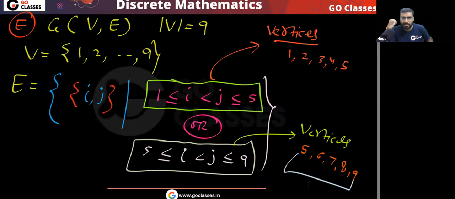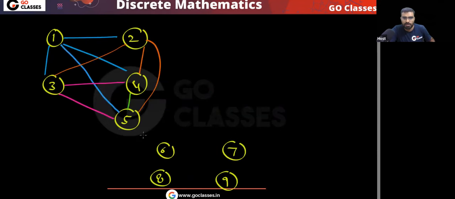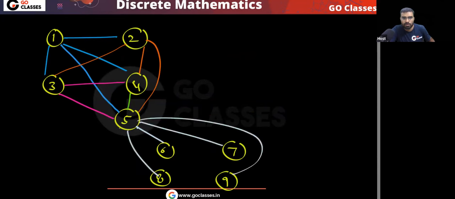What about 5, 9? Yes, you can take i equal to 5 and j equal to 9. So this condition is satisfied. So I can say there is an edge between them also. So there is an edge between 5, 6, 5, 7, 5, 8, 5, 9. Correct or not?